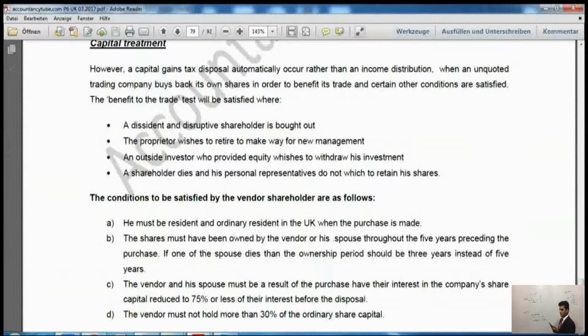So let's look at the second method, which is the capital treatment. However, a capital gains tax disposal automatically occurs rather than an income distribution.